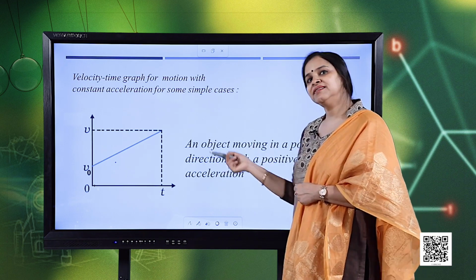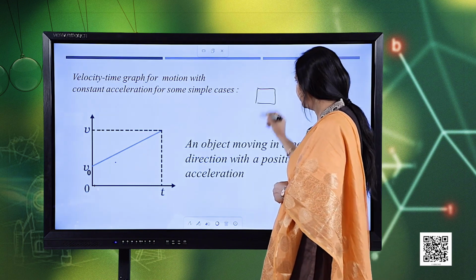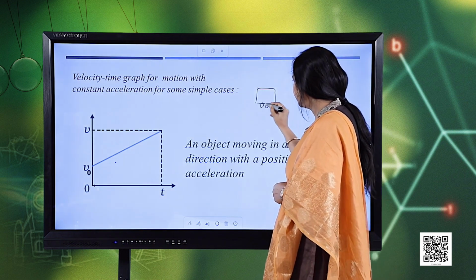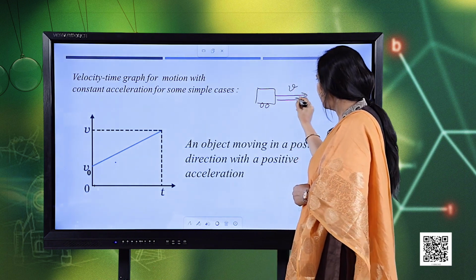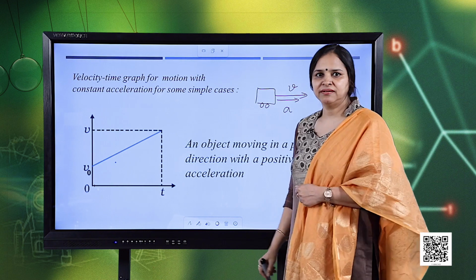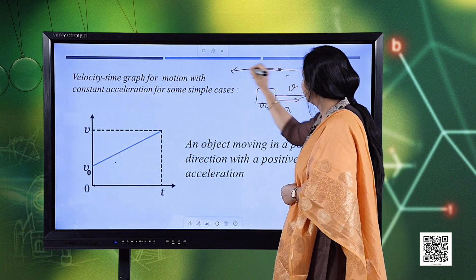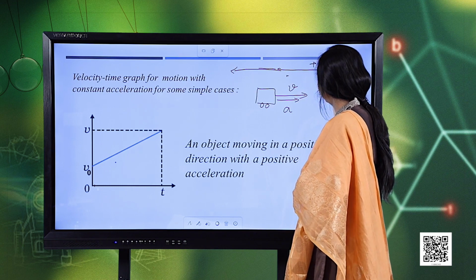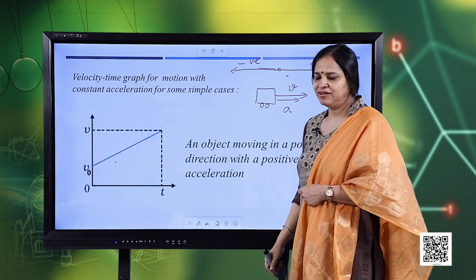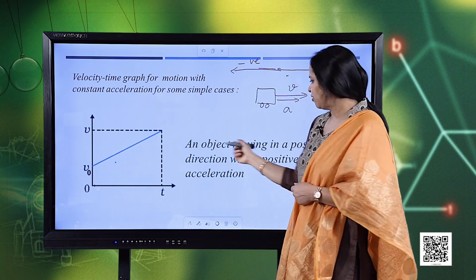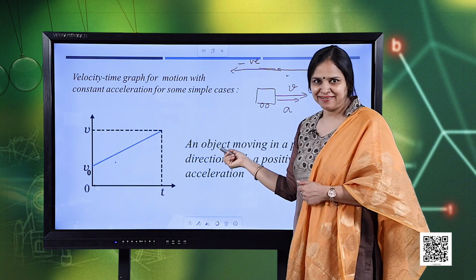So, as we discussed in the previous session, an example of a bus which is moving in a positive direction with a positive acceleration. We consider the reference frame such that this rightwards is considered positive and the left direction is considered as negative. So, this is an example of an object moving in positive direction with a positive acceleration.